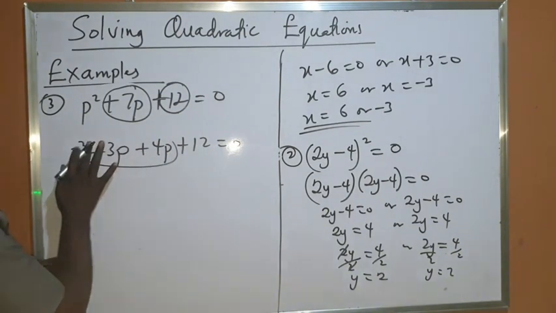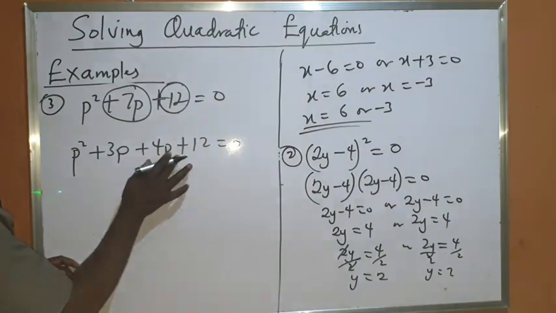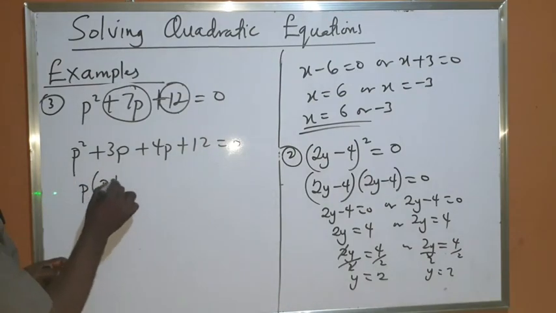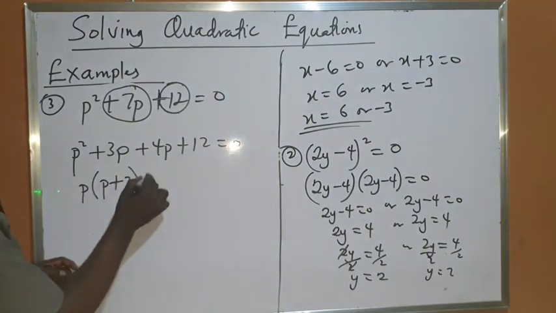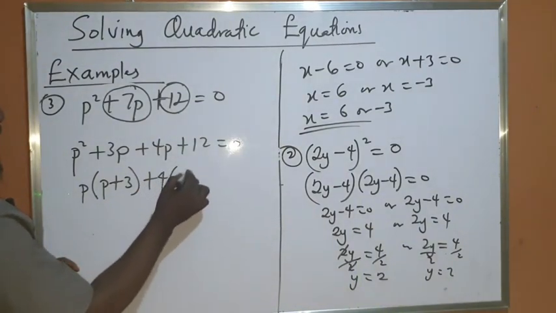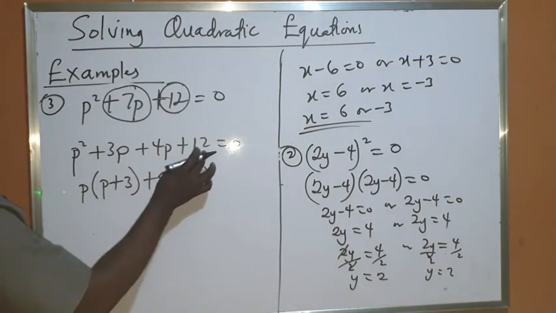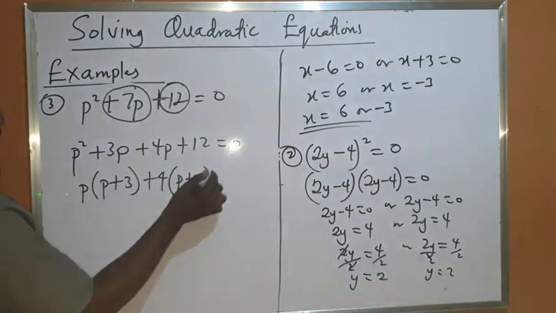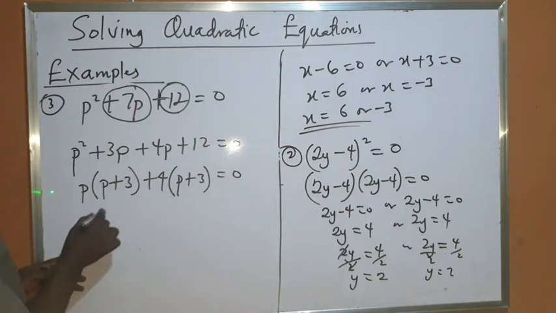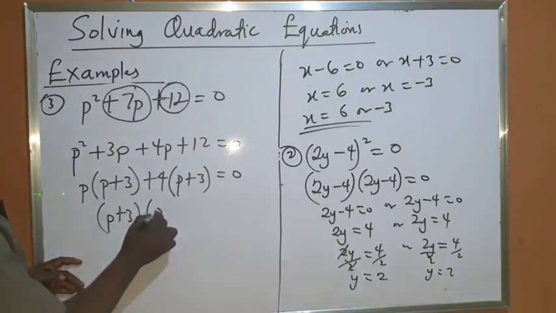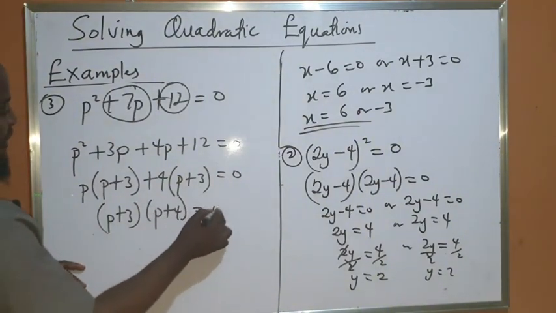Then what you're going to do next is factorize. What is common to the first two is p into bracket p plus 3. Then what is common to the last two is 4 into bracket p plus 3, since 12 divided by 4 gives us 3 and 4p divided by 4 gives us p. Everything equals 0. So that means we're going to have (p plus 3)(p plus 4) equals 0.